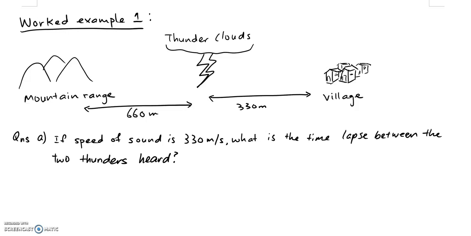So basically, whenever you're given a question, you analyze it in such a manner. The source of sound is actually the thunderclouds. When the sound takes place, you have one sound that travels towards the left, which is towards the mountain range. You have one sound that travels towards the right, which is the village.